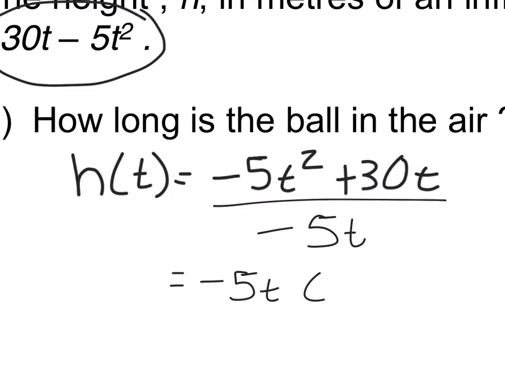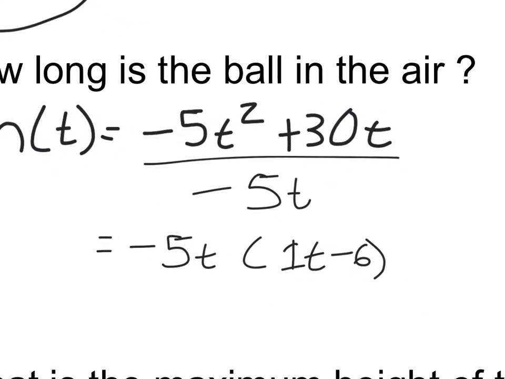So negative 5 divided by negative 5 is positive 1. You had 2 t's, you took 1 away, so 1t. Then the next part, positive 30 divided by negative 5 ends up being negative 6. Now I look inside my bracket.